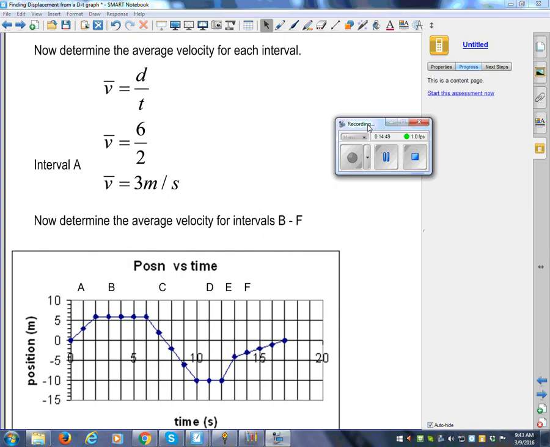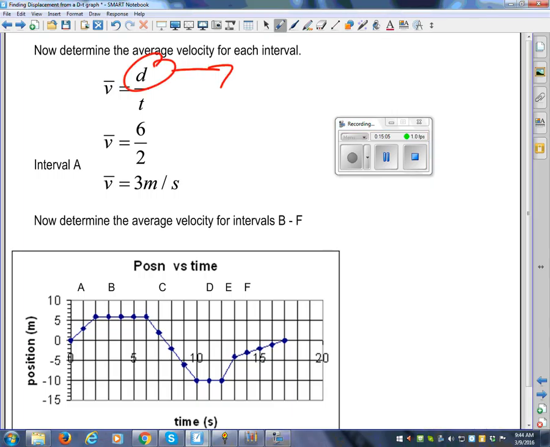next step, we're going to calculate the average velocity for each interval. How do we find average velocity? You know from grade 10, it's v bar is d over t. Where do we get the d, the displacement? From the graph. It's what you just did. How do we get the time? Do the same thing, but for the time.